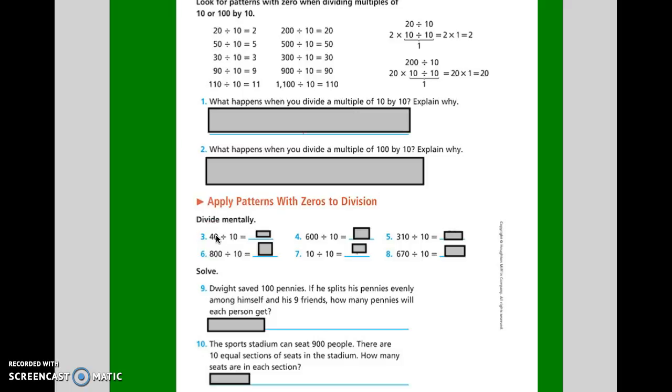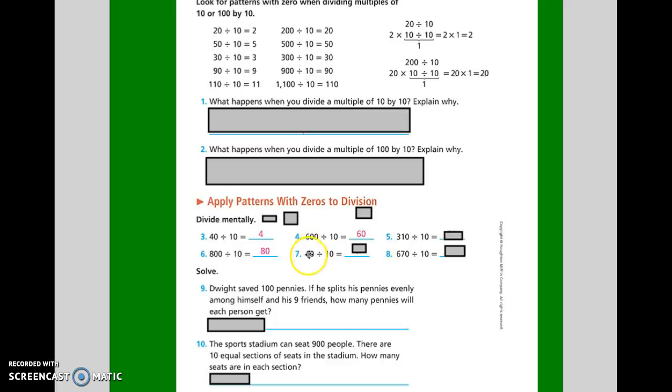Can I just drop that 0? And what do I get? 4. How about this one? 800 divided by 10. So again, how many 10s go into that 800? Again, the trick is just to drop that last 0. And what's my answer? Sorry, 80. So we keep doing that and it works. How about this one here? 60 divided by 10. Again, I get to drop that last 0. And what's my answer? 6.